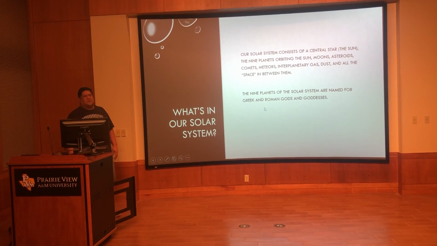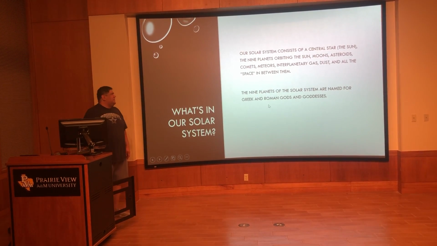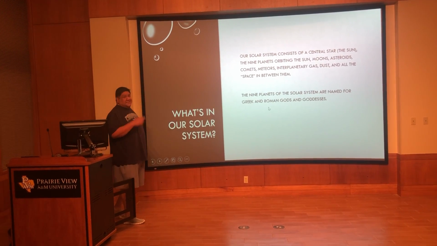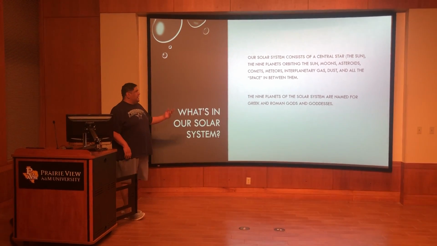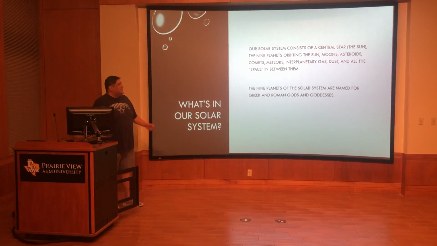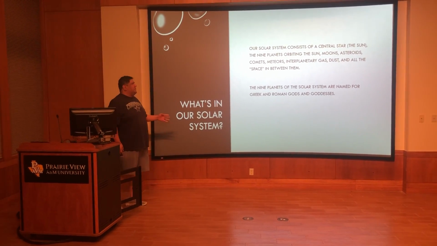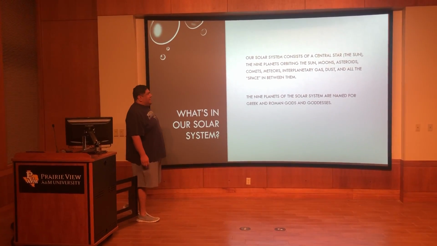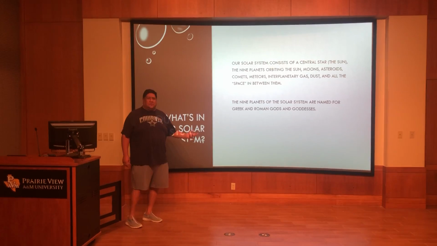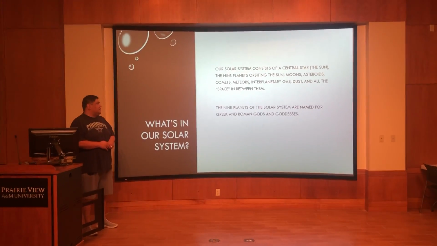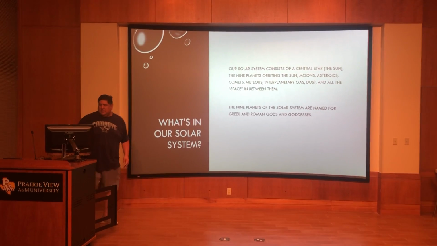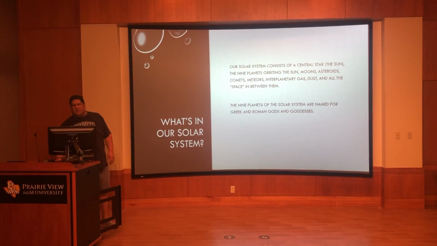What's in our solar system? Our solar system consists of a central star, which is the sun, which is pretty much the very middle of the solar system. And of course, the 9 planets orbiting the sun: moons, asteroids, comets, meteors, interplanetary gas, dust, and all the space in between them. The 9 planets of the solar system are named for Greek and Roman gods and goddesses. And we'll touch base on that later in this presentation.